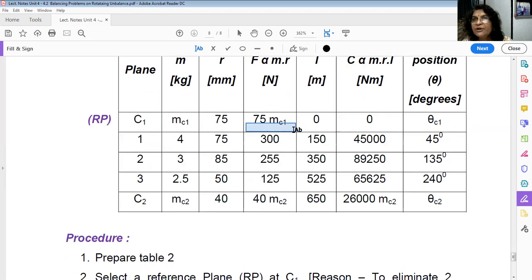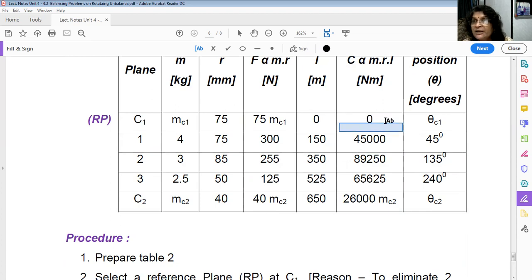Understood? So 75 MC1 into 0, 0. Then these two is product of this one. So like this, the last row is 40 MC2 into 650, that is 26,000 into MC2. These are the magnitudes of couples. Okay, and these are the directions. We know already given. Now here, see, there is only one unknown. This is 26,000 MC2. And I must get closed couple polygon because my system is balanced. I can draw this. Okay, so though I don't know magnitude and direction of this one, I can draw the couple by closing the polygon.